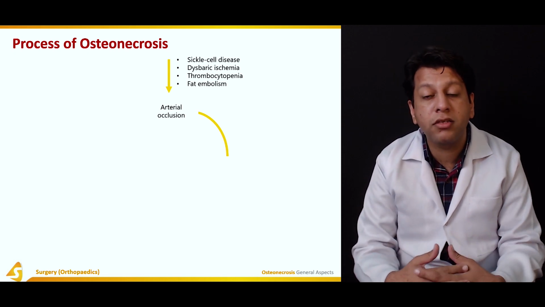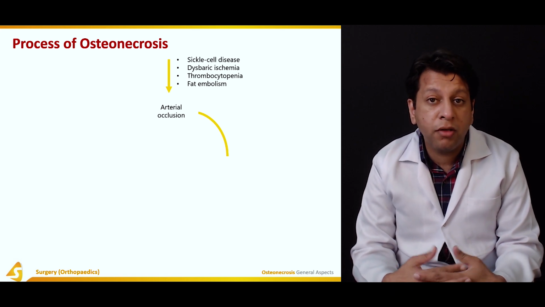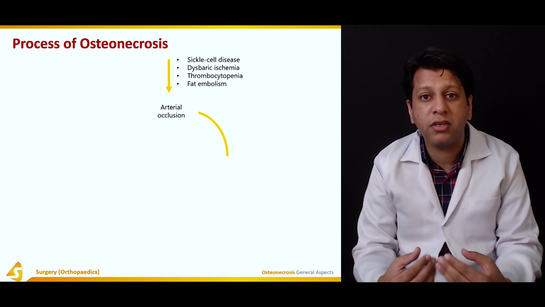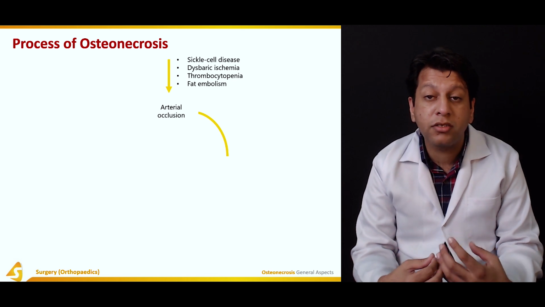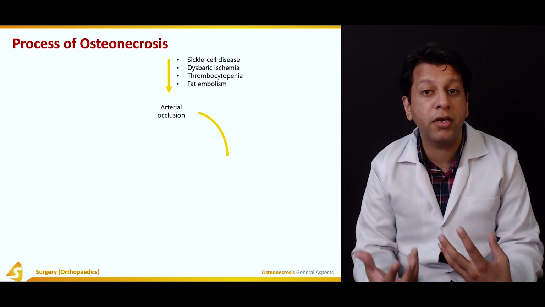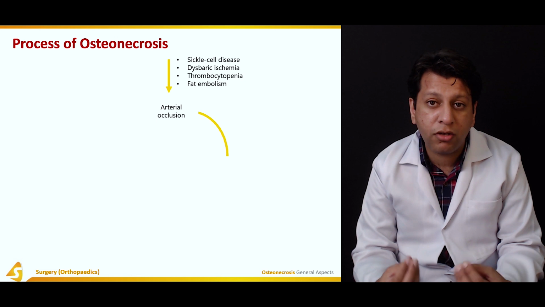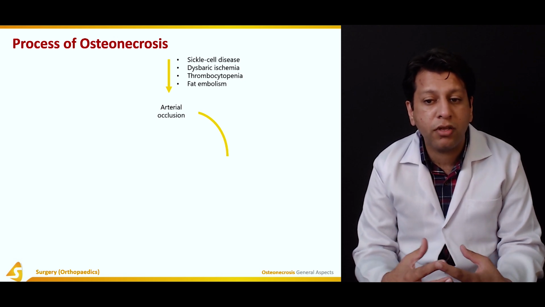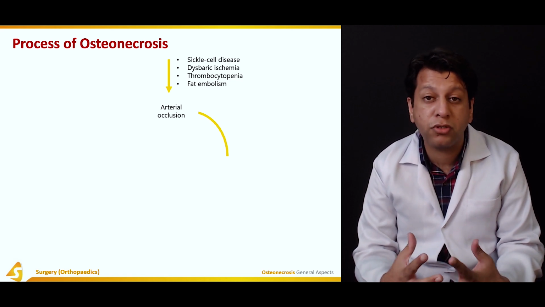And there is dysbaric ischemia, which occurs in deep sea divers, because they are using nitrous oxide sometimes as well. When the nitrogen goes into the blood, this not only causes increased thrombosis and caisson disease, a dysbaric osteonecrosis, but this also clogs the vessels, leading to AVN. Then in the case of thrombocytopenia, the same process goes on.